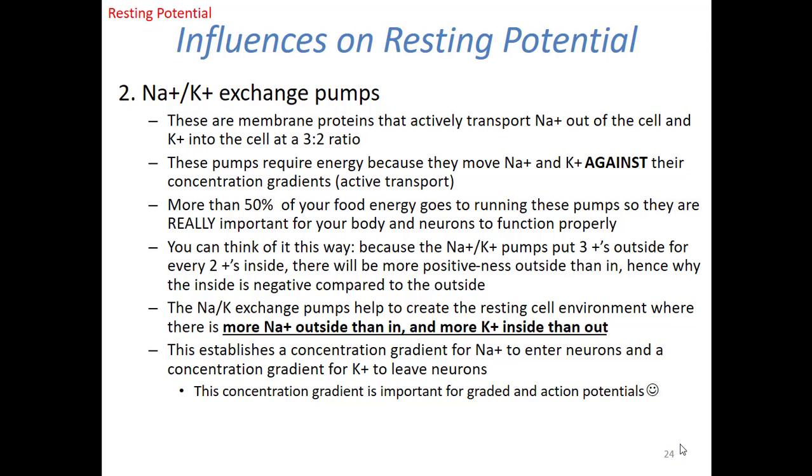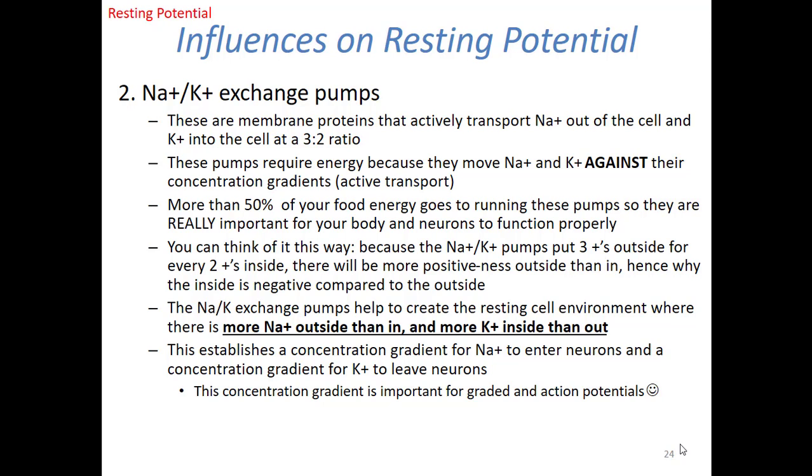If we're pumping 3 sodiums outside for every 2 potassiums that come inside, we're going to end up with more positiveness on the outside because sodiums have a positive charge and potassiums have a positive charge. So you're putting 3 pluses out for every 2 pluses that come in. So more pluses outside than in, hence the inside will have to be more negative compared to the out.